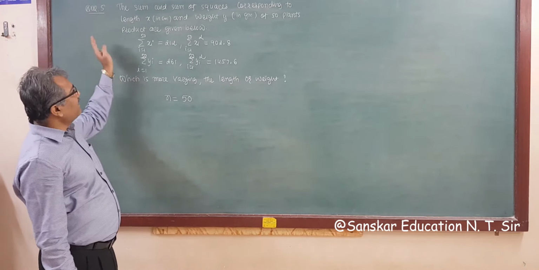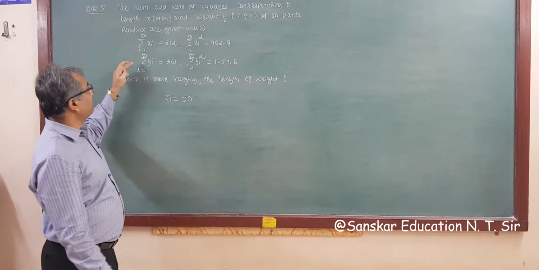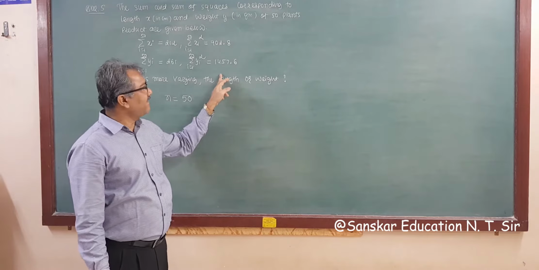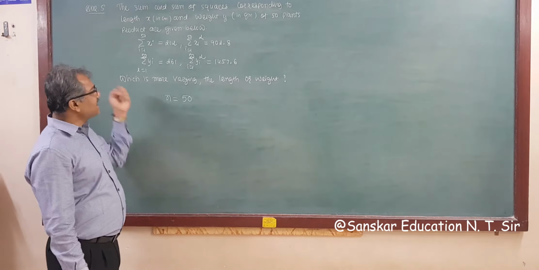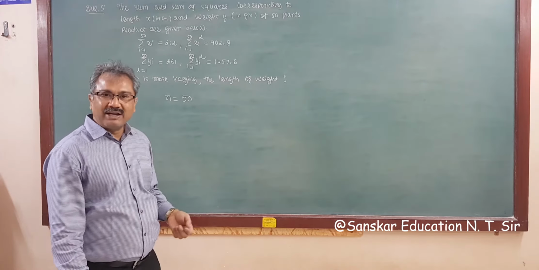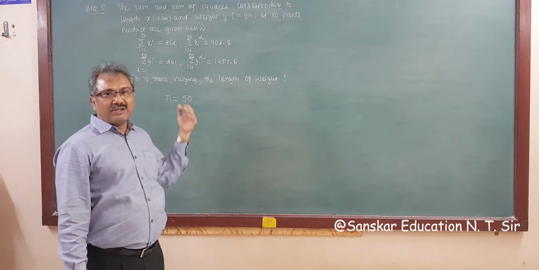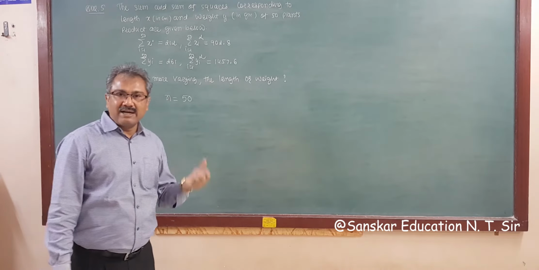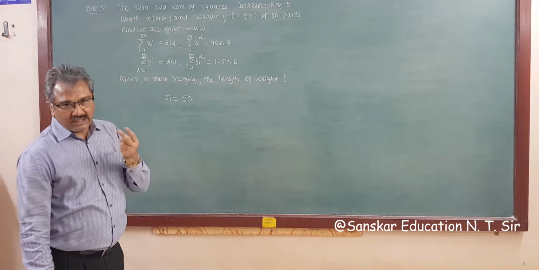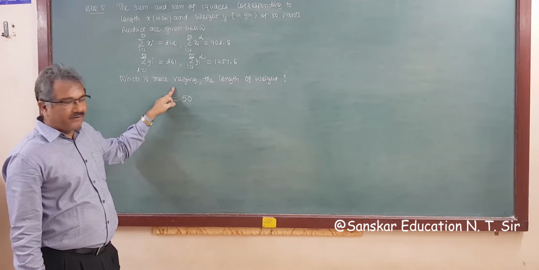Then sigma xi square is given as 902.8. Sigma yi is given as 261 and sigma yi square is given as 1457.6. Then which is more varying, the length or the weight? It means we have to find out CV for length as well as CV for weight. But before that we have to decide which formula we are going to apply, because we have three formulas. So first we have to find out CV for both of these.